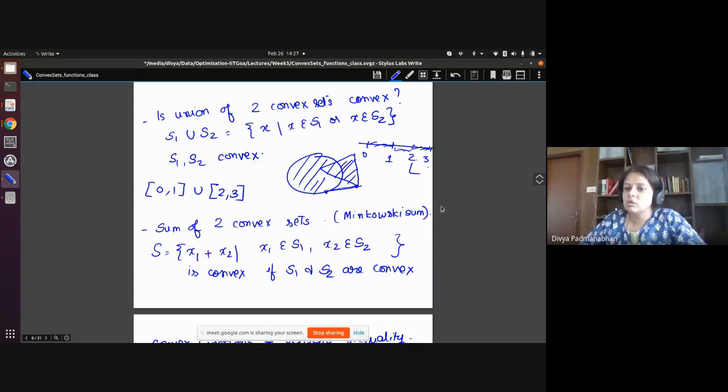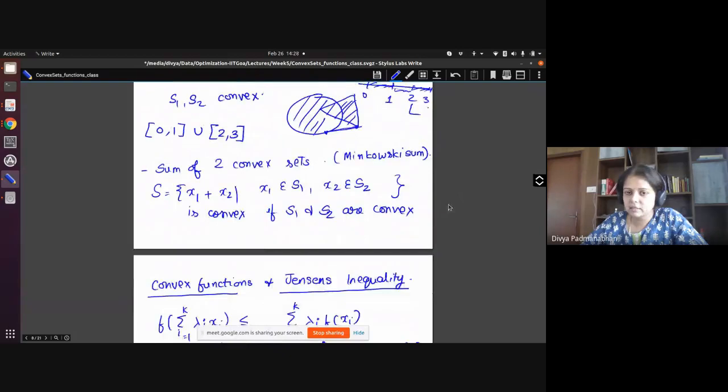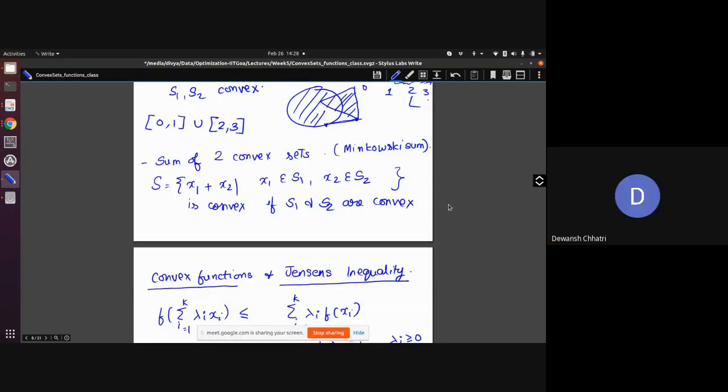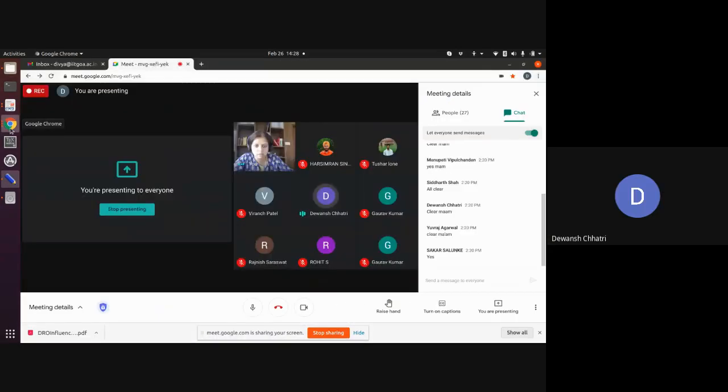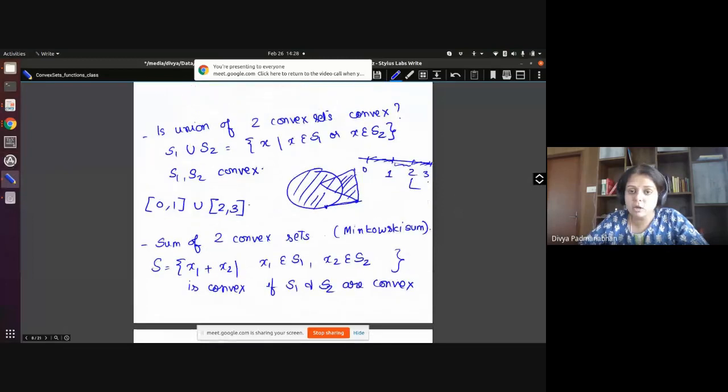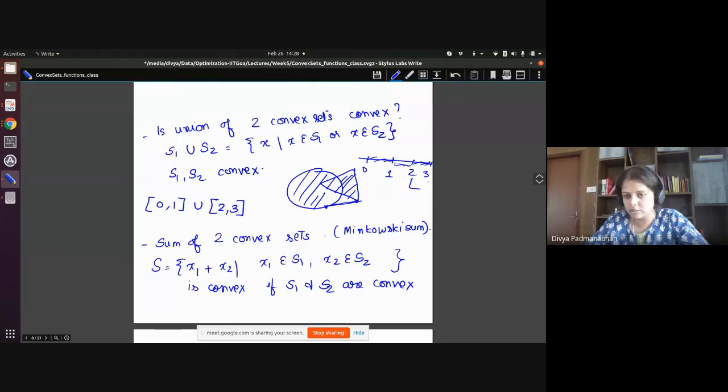Okay, so now I want to move on and talk about convex functions. Yes. When you said sum of two convex sets, it should be like the union of convex sets, right? Not the sum. Yeah, so union of two convex sets is something like this, right? X in S, when you take all points in S1 and all points in S2, and you club them and make them one set. So that is what union is.